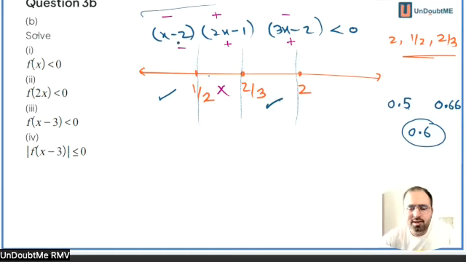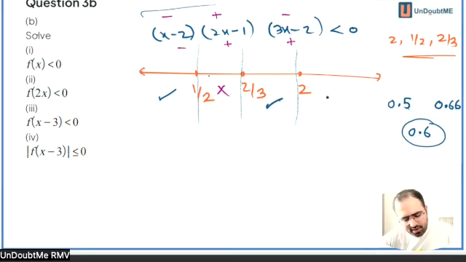So beyond 2, when I place 3, 3 minus 2 is 1. 6 minus 1 is positive. So both of them are positive, and the last one is positive. Okay, so this will not do.